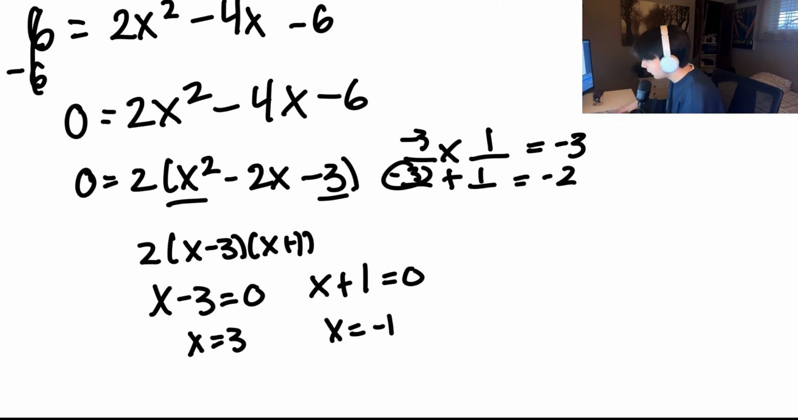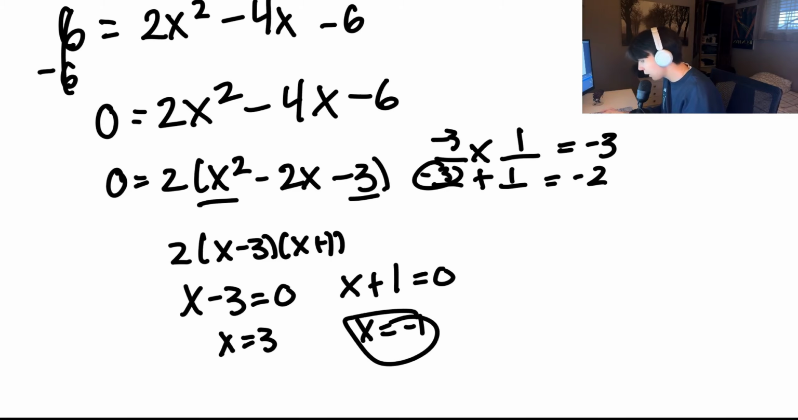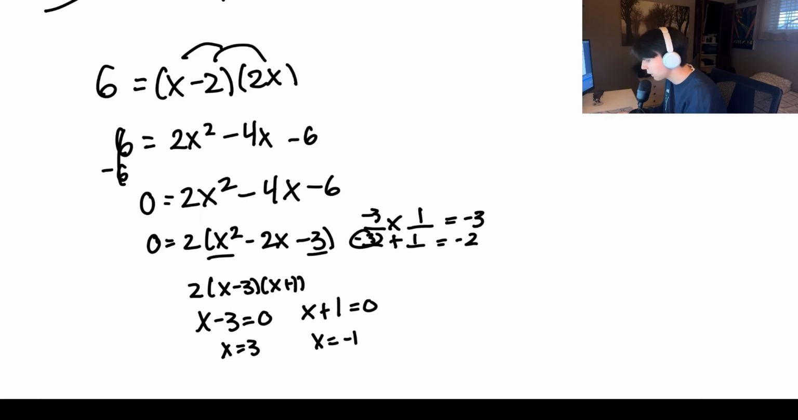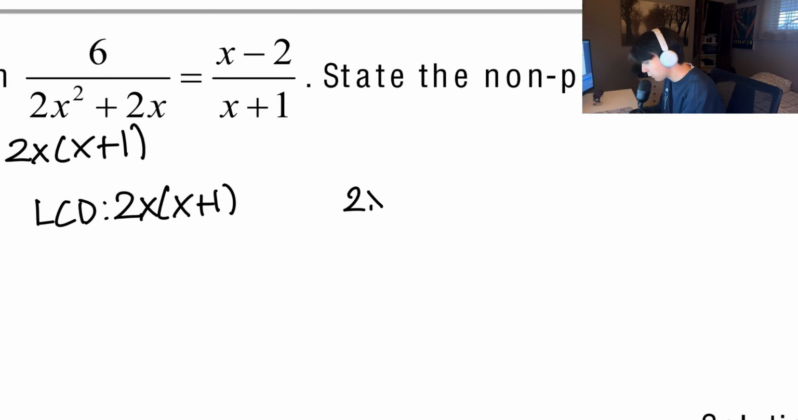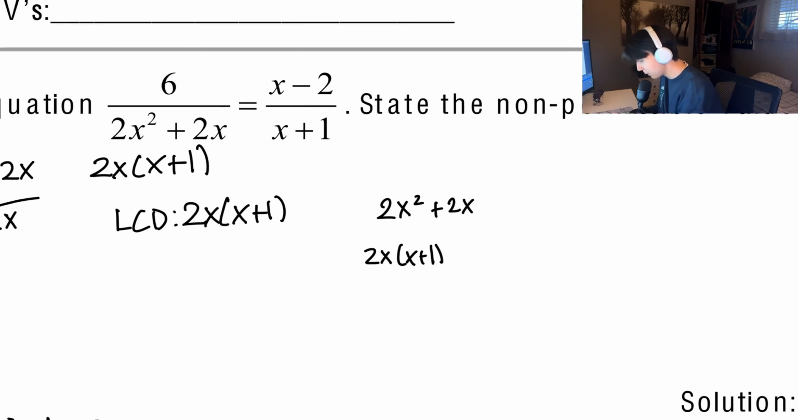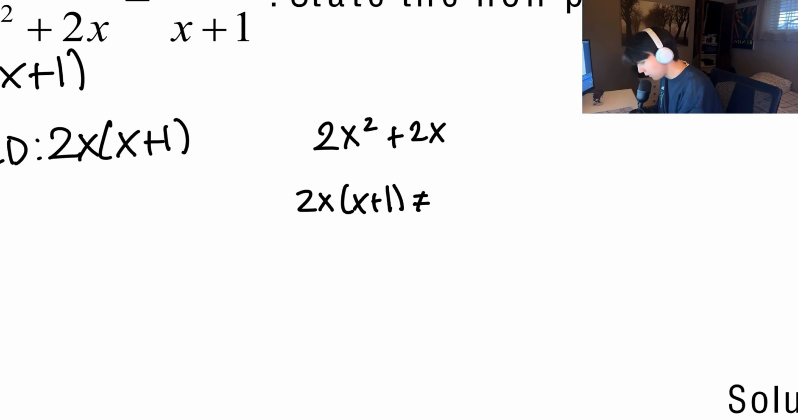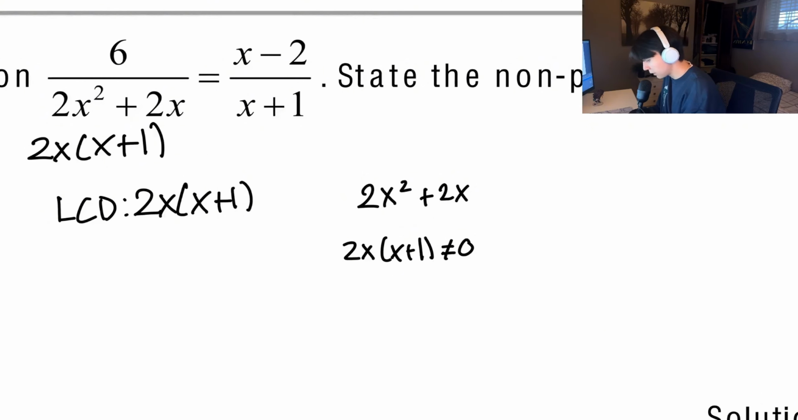But remember one thing: when we have our solutions, we need to make sure that both actually work, because sometimes our solution is actually an NPV. So let's be careful. We have 3 and negative 1. Just remember that. Now let's find the NPV to our solution. We have 2x squared plus 2x, and we said our LCD was 2x, x plus 1. Cool. So if this is our lowest common denominator, we have x plus 1 over here. So let's set both of these not equal to 0, since this is what this factors down into.